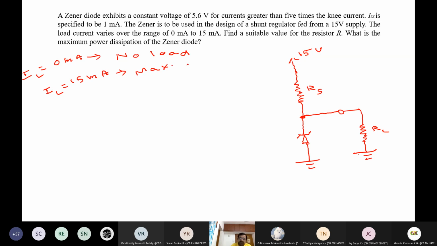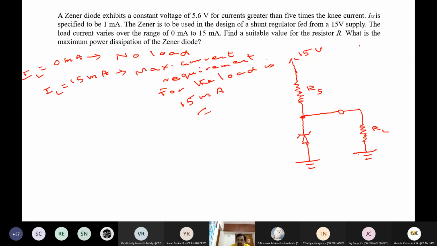Our design has to be such that the maximum current requirement for the load is met. What is the maximum current requirement? 15 milliampere. So think about it. When the load is connected, the maximum permissible current has to be 15 milliampere. When it is not connected, all of the current will flow through the Zener diode.